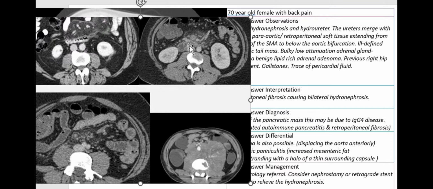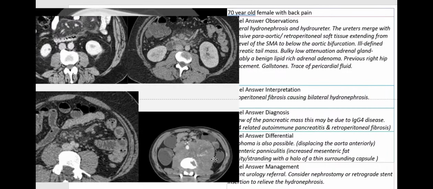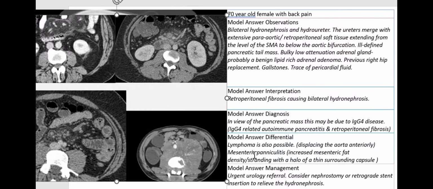This is not lymphoma and not retroperitoneal fibrosis. However, this is mesenteric panniculitis. This is mesenteric panniculitis, okay, an area of increased mesenteric fat density with stranding with a halo of a thin surrounding capsule, okay.